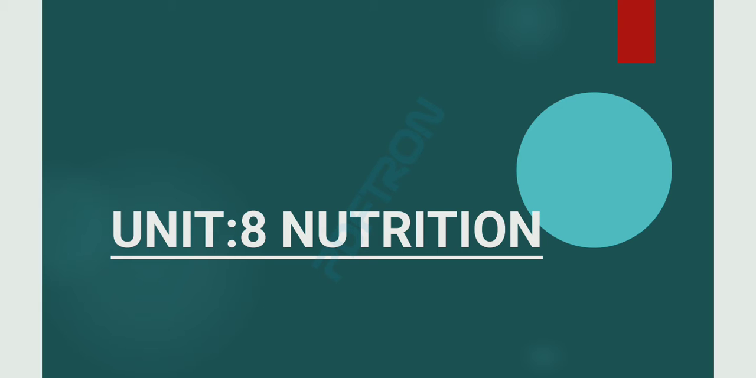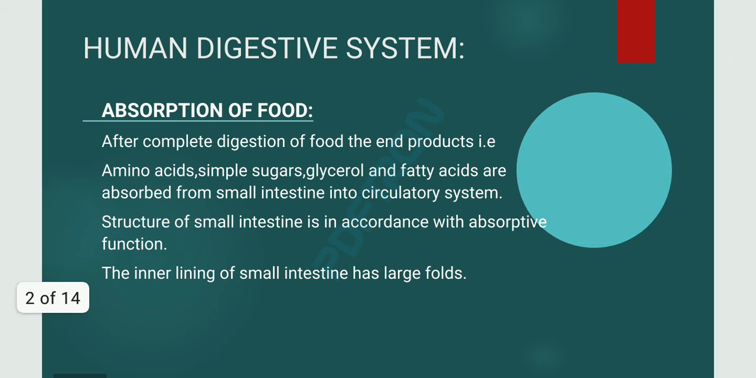I'm your biology teacher. Today we discuss a topic in unit number 8, nutrition. In the previous class we discussed the human digestive system. Digestion is basically a process in which large, complex and non-diffusible food molecules break down into smaller, simpler and diffusible molecules by the action of enzymes. In today's lecture, we discuss absorption of food which takes place in the small intestine.